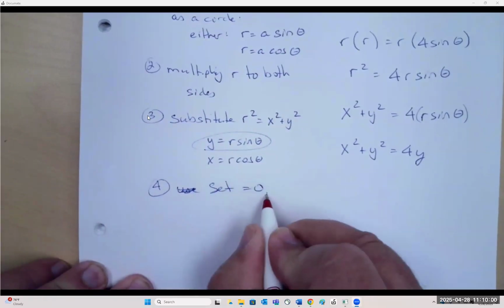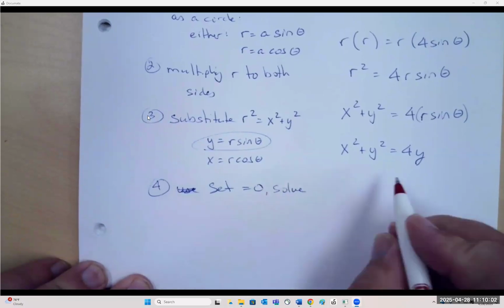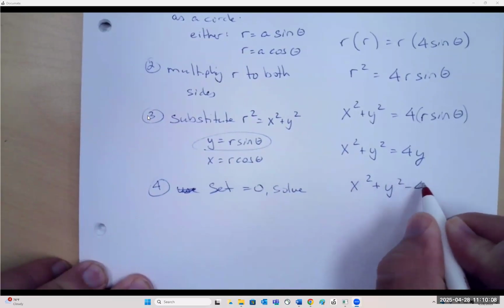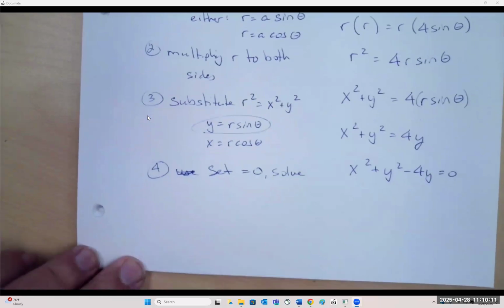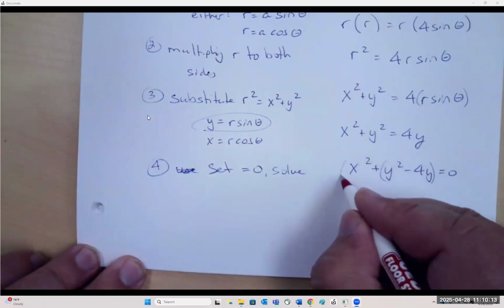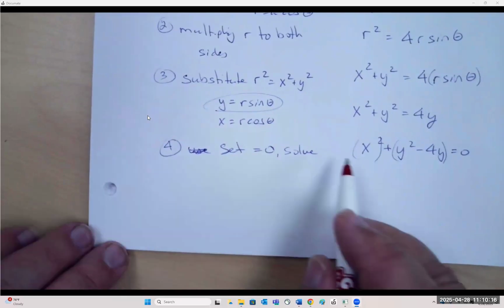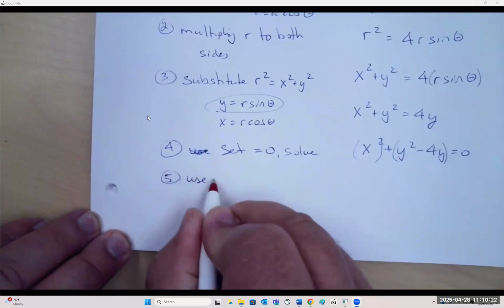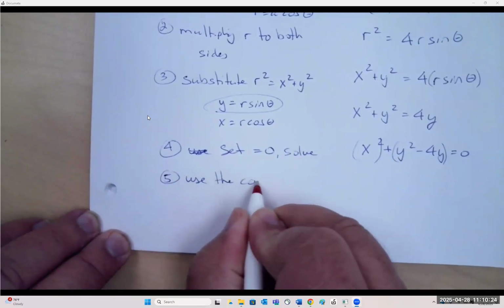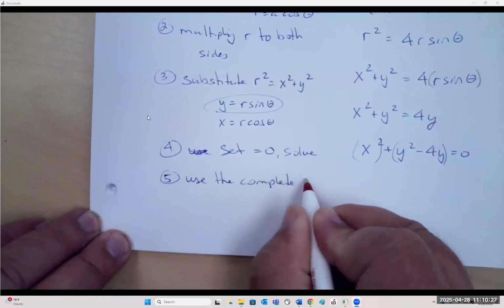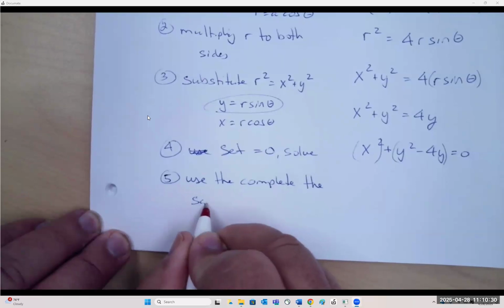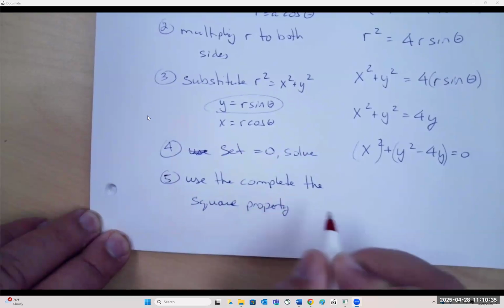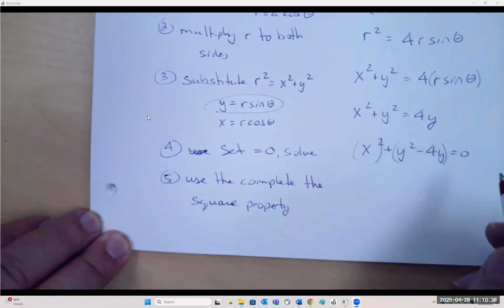Set equal to 0 and solve. So we move this one over. So we have x squared plus y squared minus 4y equals 0. This is a form of a circle. So what we have to do now is use the complete the square property, because we need to have a squared term here.